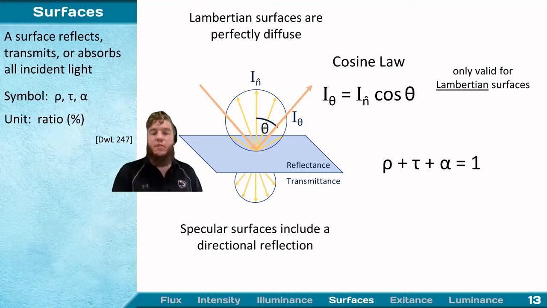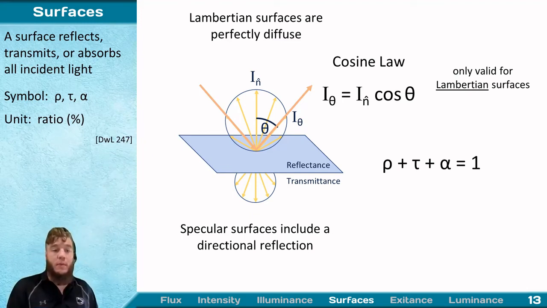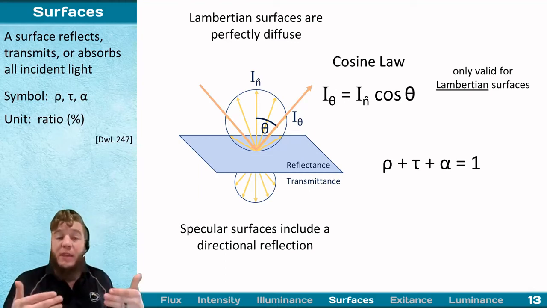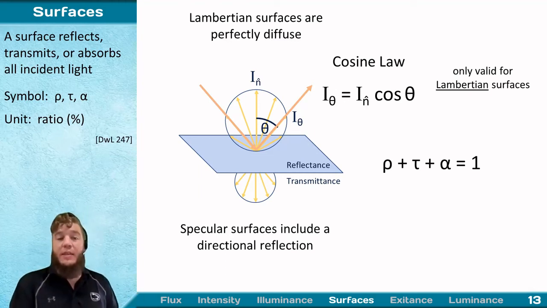However, for most things that we're interested in terms of basic photometry, we're only really interested in Lambertian surfaces. And that's where all of our standard equations of photometry are going to hold up. But it's important to recognize the difference between these two types of surfaces. So a specular surface is anything that also includes a directional reflection.